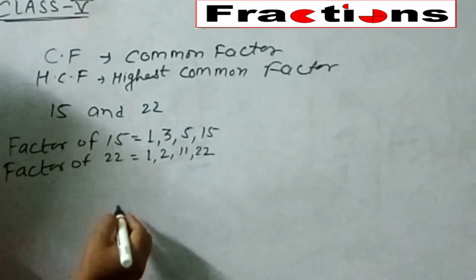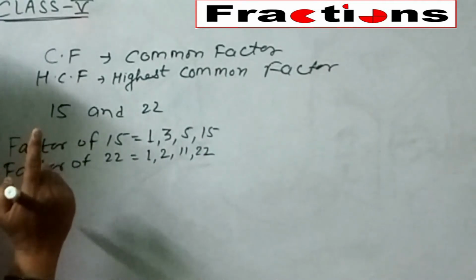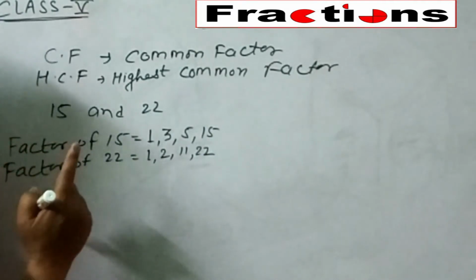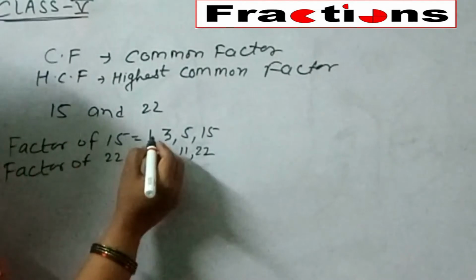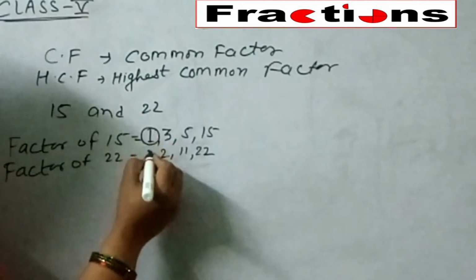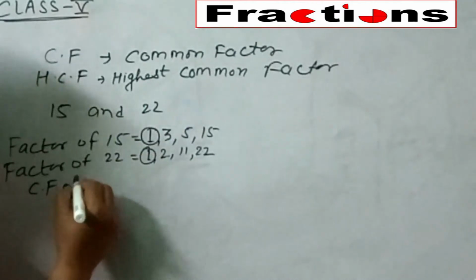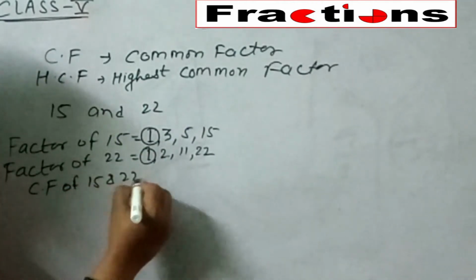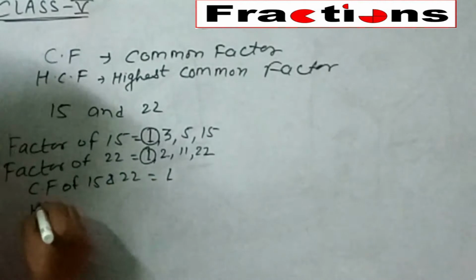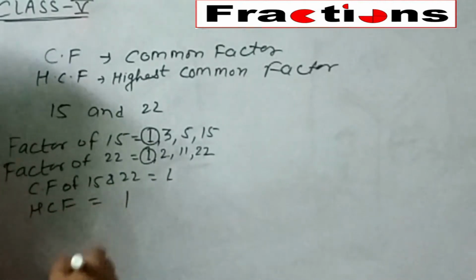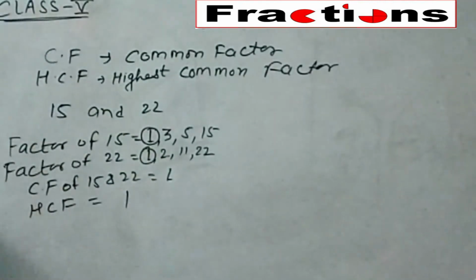See, what is the common? I told you, students, 1 is the common number that comes in each number. So here, what is the common factor? The common factor of 15 and 22 is 1. So, what is the highest common factor? 1. That is the answer.